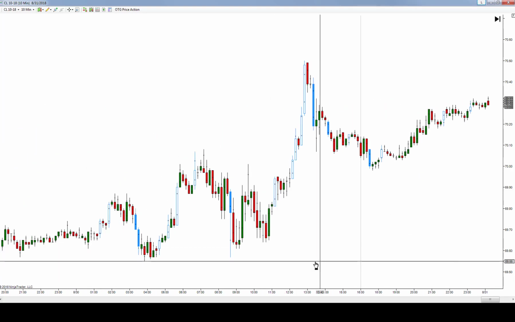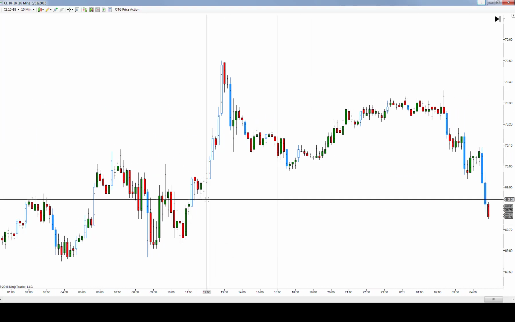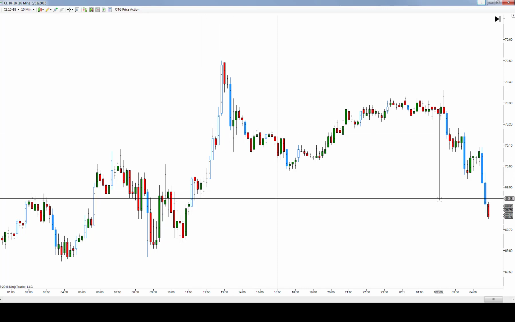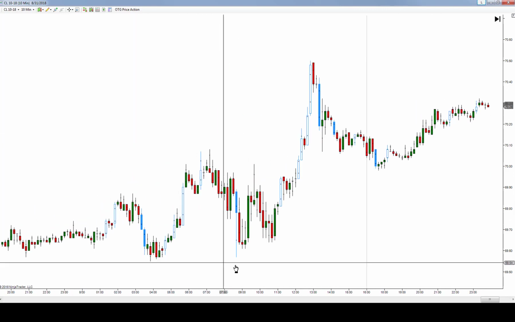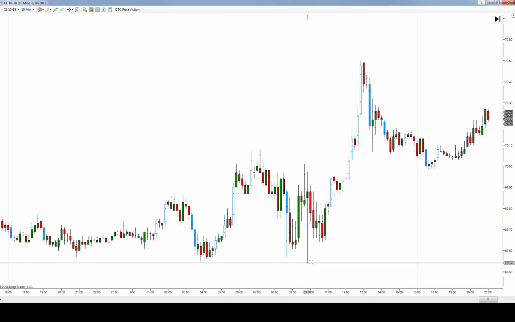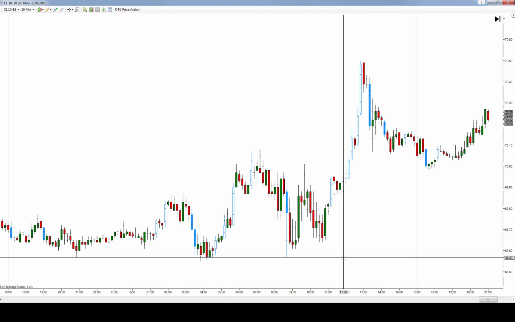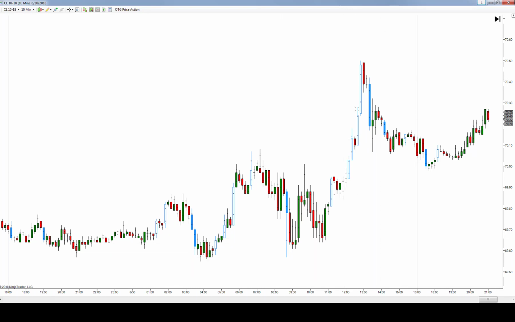So you could just kind of see that these gap bars tend to get filled. And again, you had some gap bars back here. They're just good reference points on your chart to expect price action to come back and potentially fill up those bars before it continues in a direction.